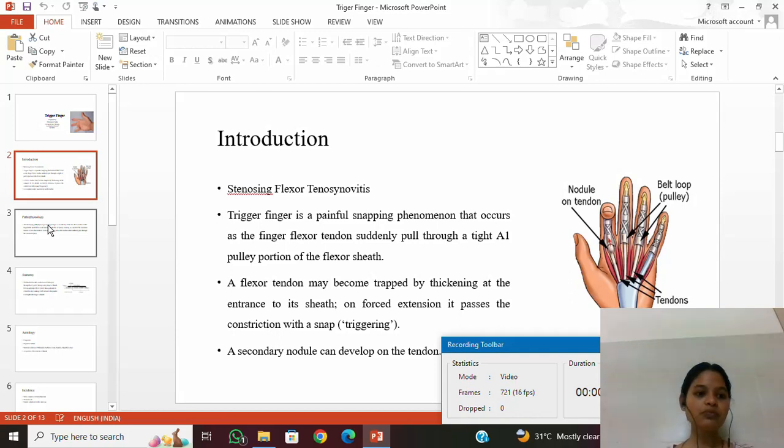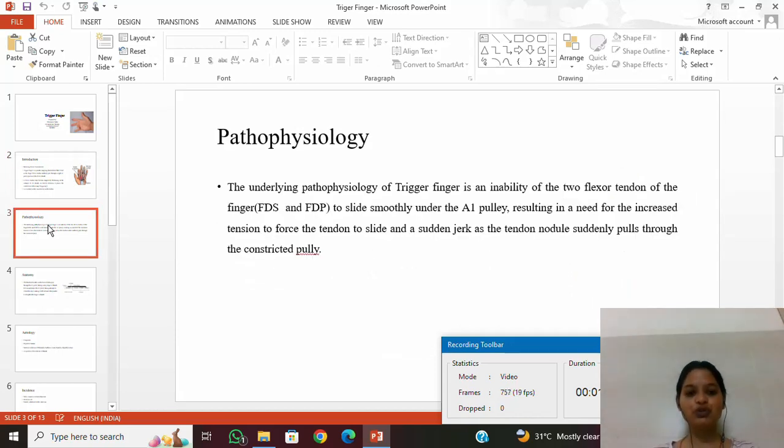Okay. So next is pathophysiology. The pathophysiology of trigger finger is an inability of the two flexor tendons, that is flexor digitorum superficialis and flexor digitorum profundus, to slide smoothly under the A1 pulley. It results in a need for increased tension to force the tendon to slide, and a sudden jerk as the tendon nodule suddenly pulls through the constricted pulley.